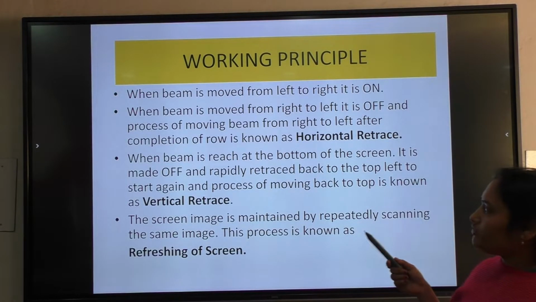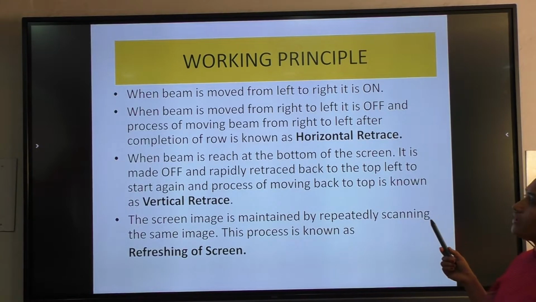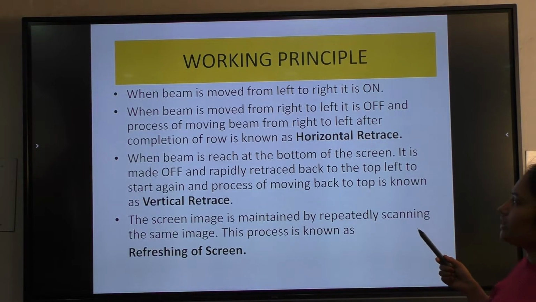When the beam reaches the bottom of the screen, it is turned off and rapidly retraced back to the top left to start again. The process of moving back to the top is known as vertical retrace. The screen image is maintained by repeatedly scanning the same image. This process is known as refreshing of the screen.